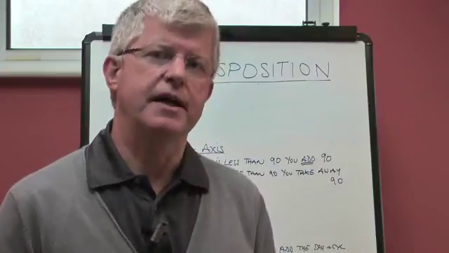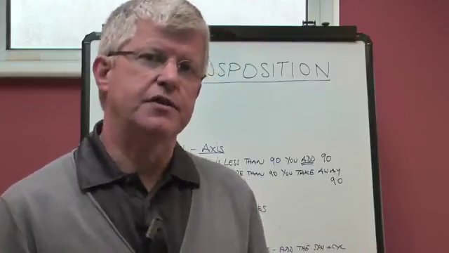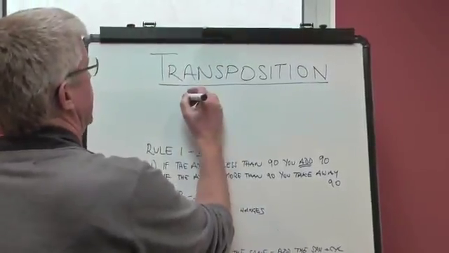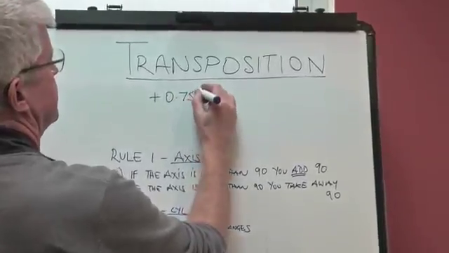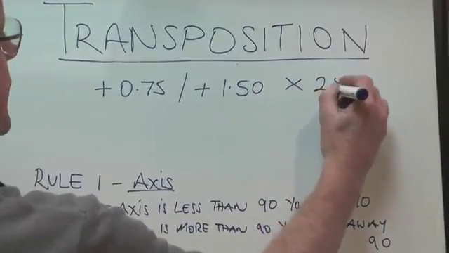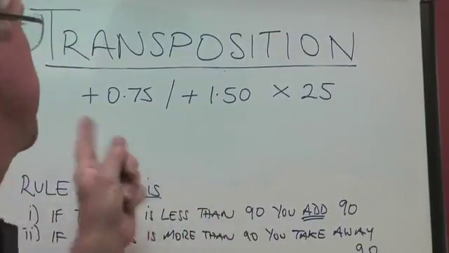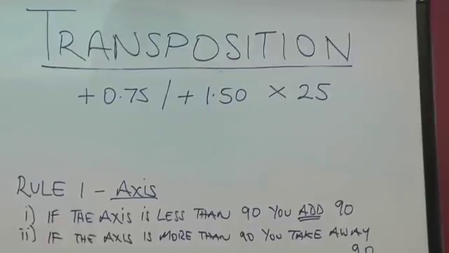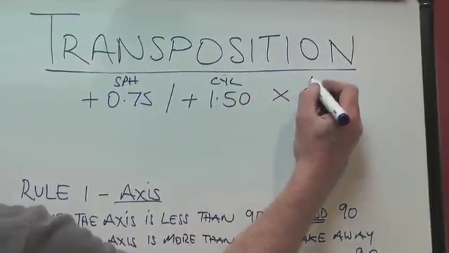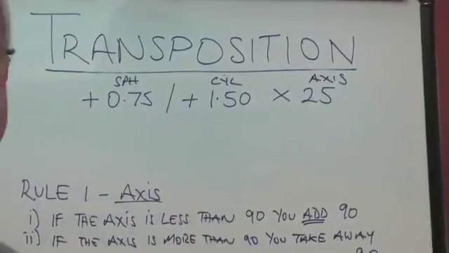So a toric lens has two powers that run at 90 degrees to each other, and there are two different ways of writing the same thing. So I'm going to give you an example. Let's say that we have a plus 0.75 plus 1.50 axis 25. So this is a prescription for a toric lens. You've got three components: a sphere, a cyl, and an axis. And all toric lenses have these three components.